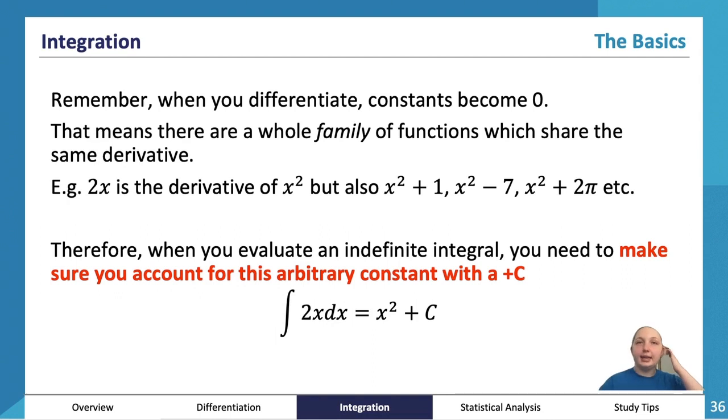In order to account for the fact that you can't just magically guess what the constant is, when we evaluate an indefinite integral, the indefinite being the fact that we don't know what the constant is, we need to account for the arbitrary constant with a plus c. So let's say we're integrating 2x, which is here. The dx is just what you pop in when you're finding integration, since we're finding the integral in relation to x. So the integral of 2x dx is equal to x squared plus c. Don't worry if you don't know how to do the integration yet.